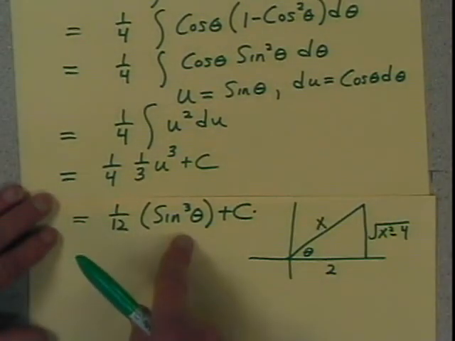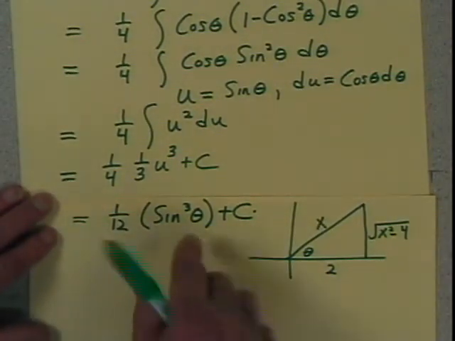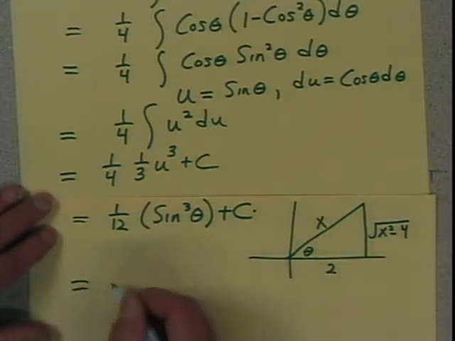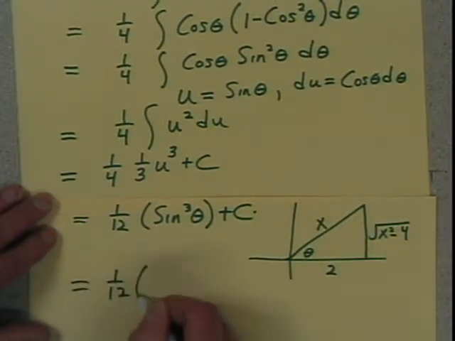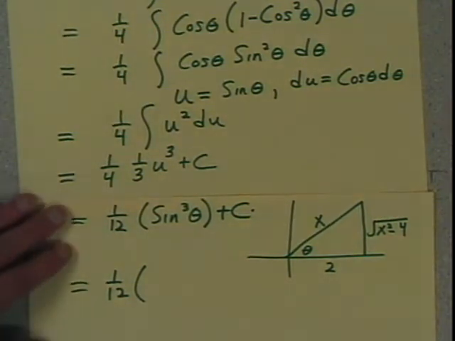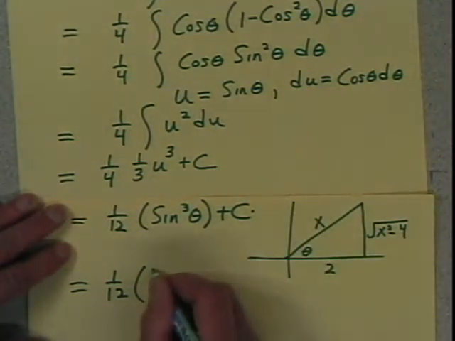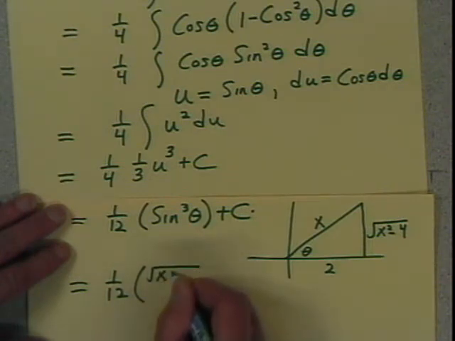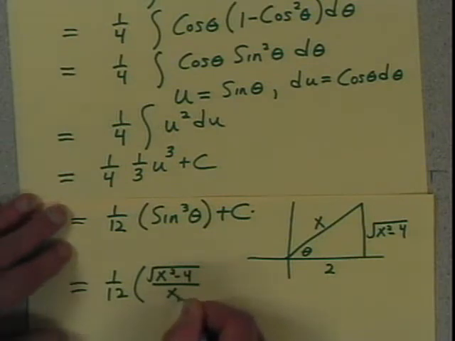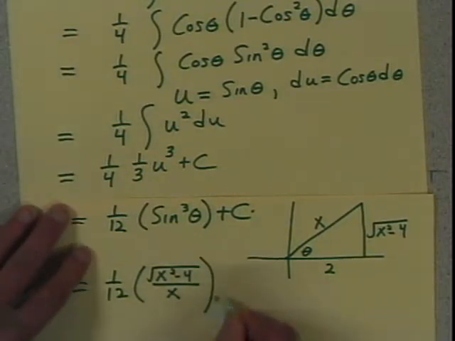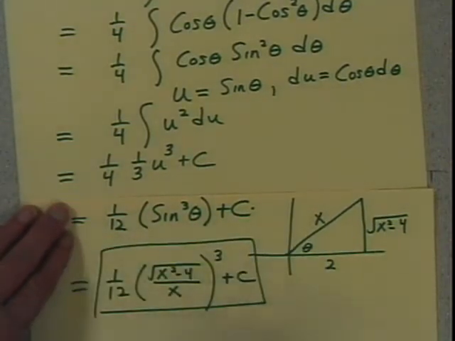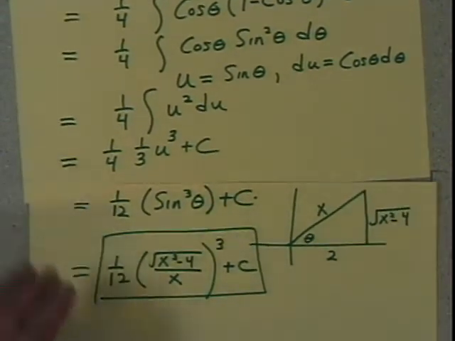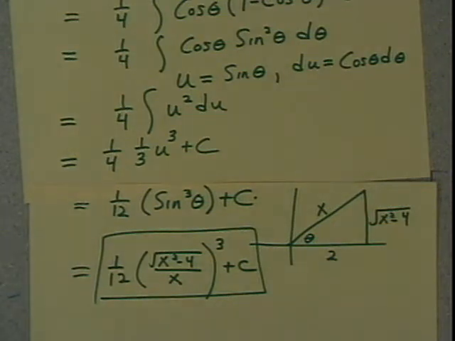Why did I want that picture? Because I have to convert sine cubed into x language. And it's real easy with that picture. It's 1/12. What's sine in that picture? Opposite over hypotenuse. So it's the square root of x squared minus 4 over x. And that would be cubed plus c, and I'm finally done. I'm sure Bob is having so much fun he'd want to try to fix that up, but I'm happy.